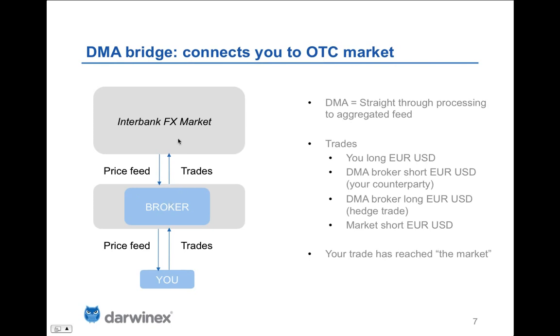And then I guess towards close to 2010, the first piece of software was invented that really did connect the MT4 server with the interbank FX market. And that's how DMA brokers like DarwinX were born. So DMA means direct market access. And basically what's going on here, whenever you go long the euro dollar, then DarwinX goes short the euro dollar because we are your counterparty. But at the same time, we go long the euro dollar with the market, with, say, the likes of UBS, Deutsche Bank, and a whole bunch of other banks.